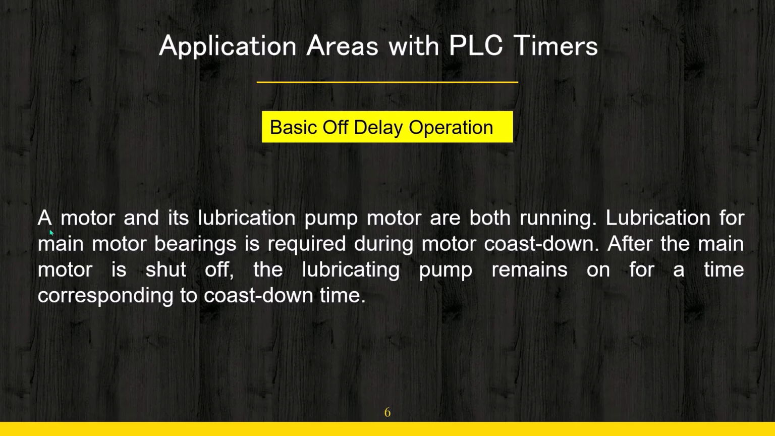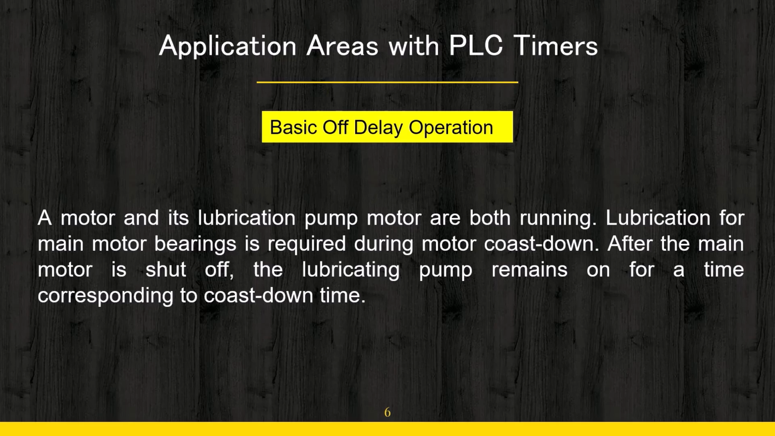What is it? Here we have a motor and there is a lubrication pump for the motor. Both of them are in running condition. Now the lubrication of this motor's bearings is required during the motor coast down. Coast down means that when the motor is cut from the main power supply, that is, the power supply is off, the motor does not stop immediately. A certain time is required to get the motor into complete static condition. That means the motor will rotate by dint of its own inertia and then it will stop completely. This process is called coasting down of the motor.